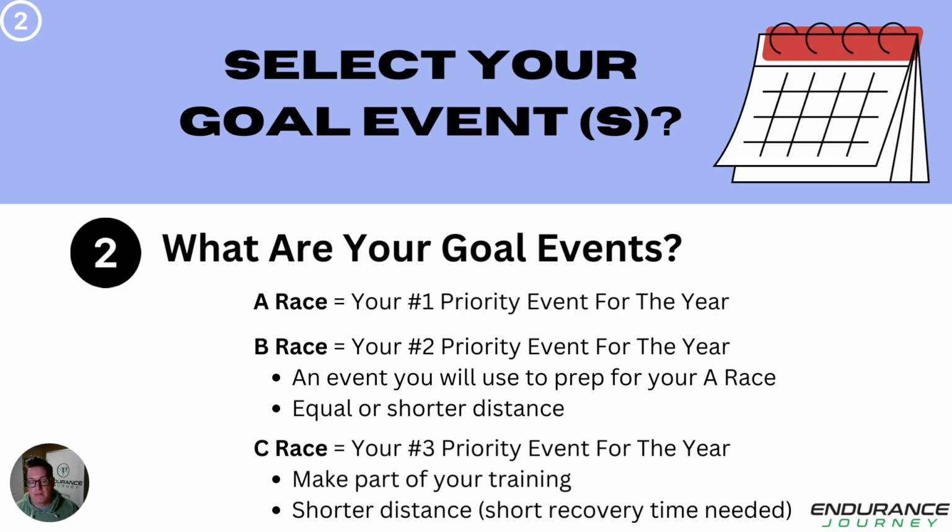Then you'll have C races. So C races are what I call train through races. So these are shorter events that you can pop into your training calendar as almost like catered training days. Smaller events that allow you to get into that event setting, practice your pacing. You make them part of your training plan.